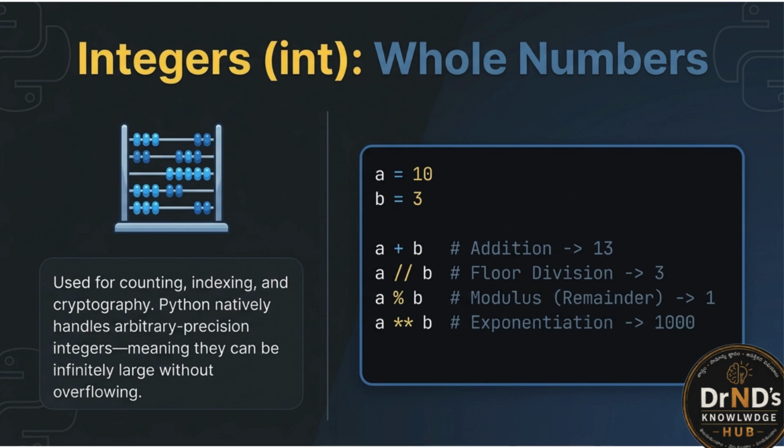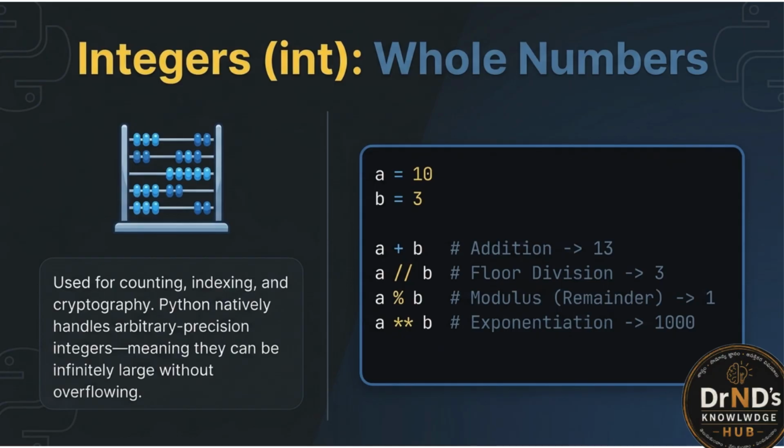Let us now begin with the first Python data type called the integer. An integer, represented as int in Python, is used to store whole numbers. Whole numbers do not contain any decimal point. I repeat, whole numbers do not contain any decimal points. Examples of integers include 10, 25, 100, 1000, and even negative values such as -5 or -100.